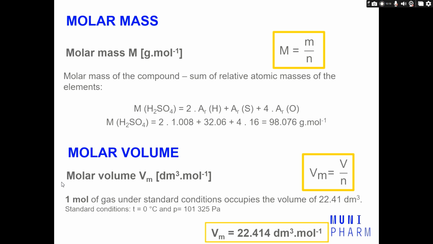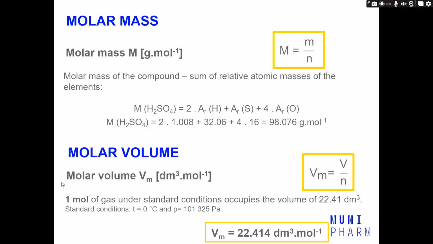It is a bit easier with molar volume than with molar mass. Molar volume is a constant. 1 mole of every gas under standard conditions has a volume of 22.41 cubic decimeters. Standard conditions refer to a specific temperature and a specific pressure, but we suppose that our calculation always proceeds under the standard conditions. So once again, molar volume, numerically 22.41, can be used only in calculations with gases, never liquids.